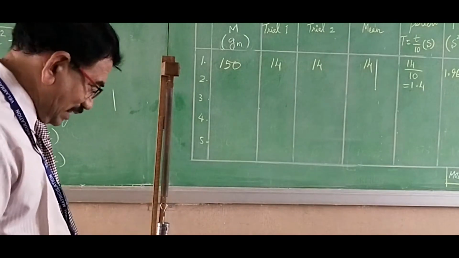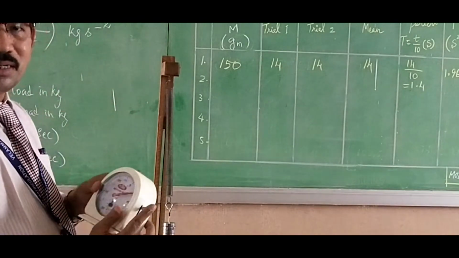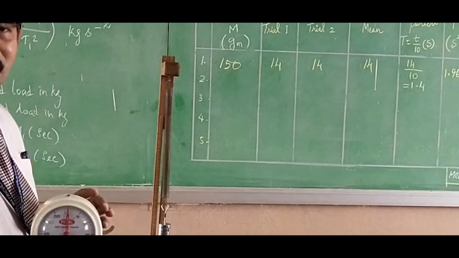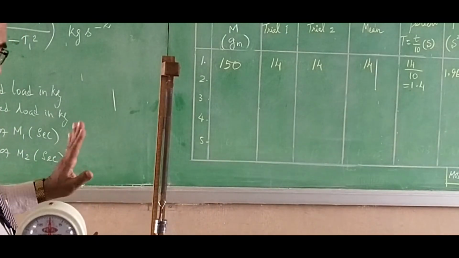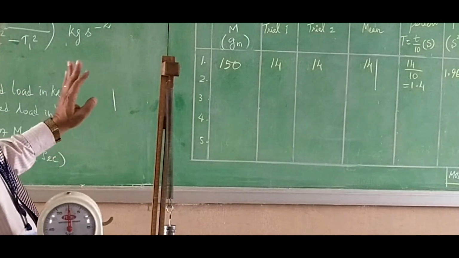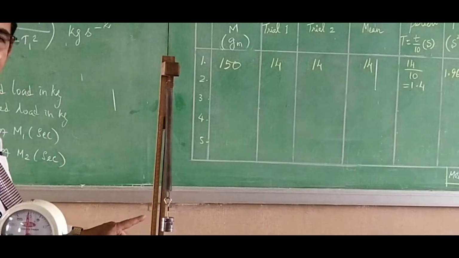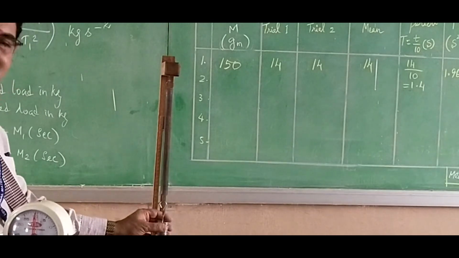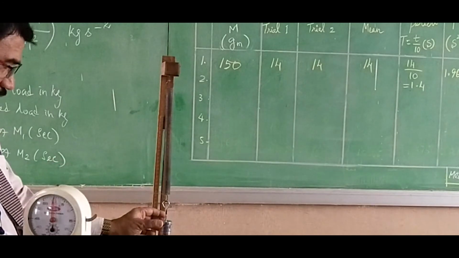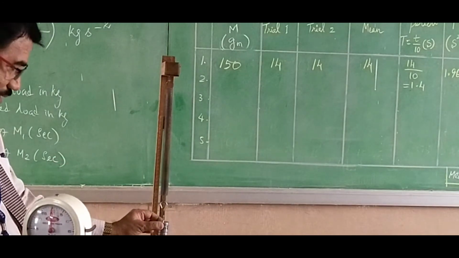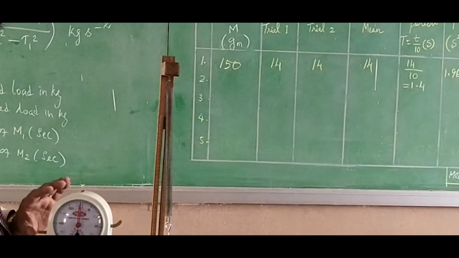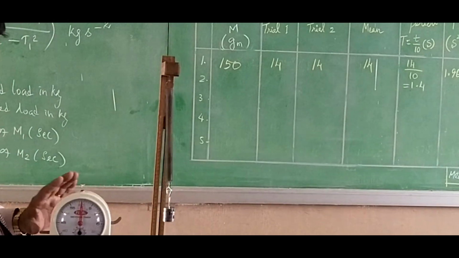So the same process. Take the stop clock and check it. If the reset is done, okay, I will do the reset. Now I am ready for observation of the second trial with the 200 grams. See that the load is 200 grams now. It's loaded, and the stop clock is also readily available with me. Now I am going to make it oscillate with vertical oscillations. I need only 10 oscillations.